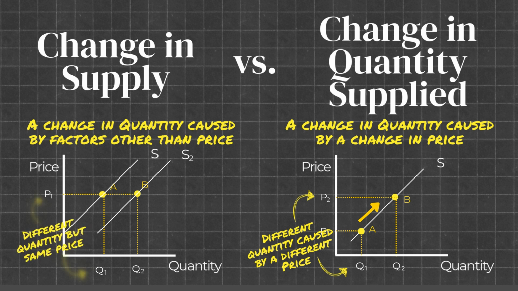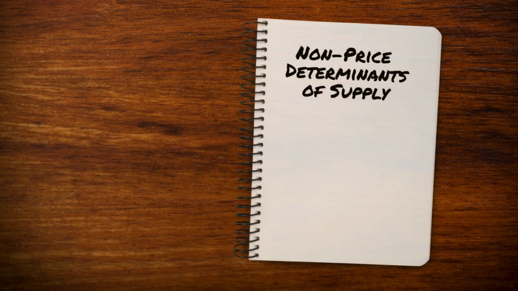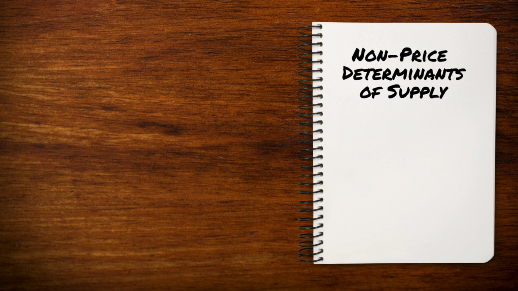These are changes caused by factors other than the price, so we call them non-price determinants. Let's take a look at the non-price determinants that would shift the supply curve. Remember when we were talking about demand, we are considering things from the customer's point of view. But now with supply, we need to consider things from the firm's perspective. So, what are some factors, other than the price of the good, that would make a firm want to produce more or less of their product?